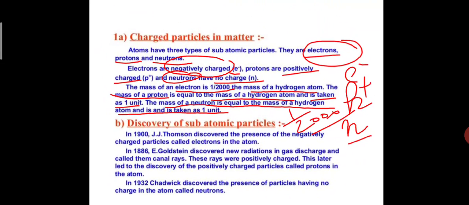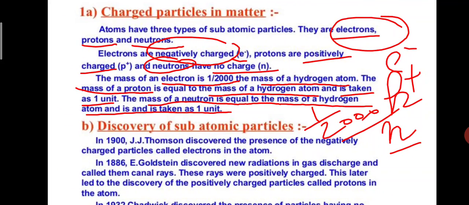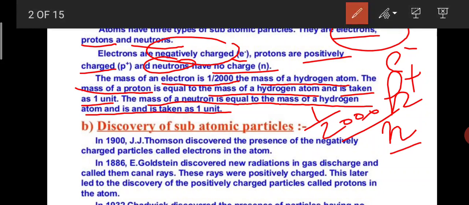So students, if we talk about the discovery of the subatomic particles: electron, proton, neutron. If we talk about the electron, this electron was discovered by J.J. Thomson in 1900. J.J. Thomson discovered the presence of a negatively charged particle called the electron in the atom.